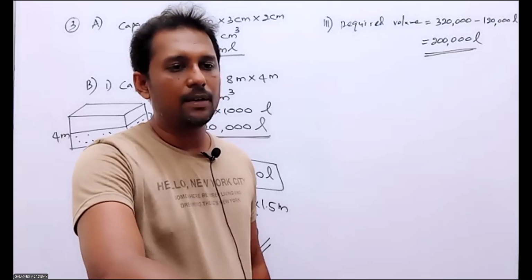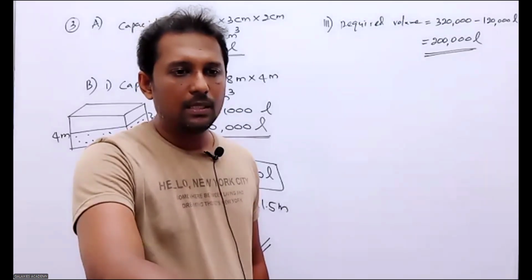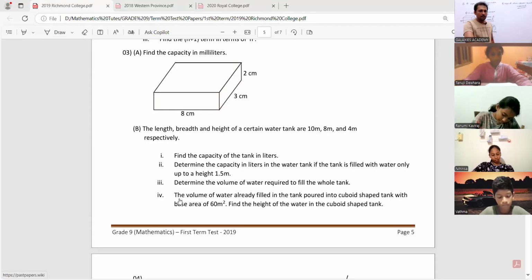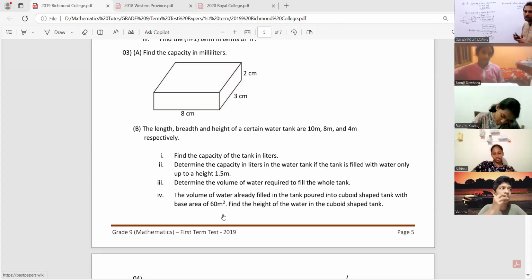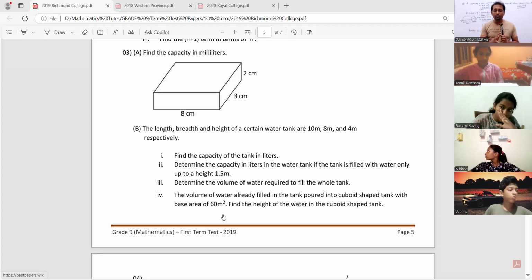Then another part remains of the third question. The next one says: the volume of water already filled in a tank is poured into a cuboid shaped tank with base area 60 square meters. Find the height of water in the cuboid shaped tank. The volume of water already filled in the tank.